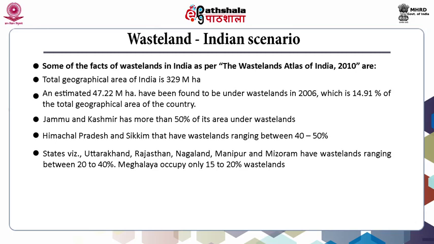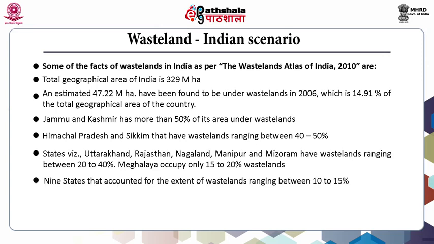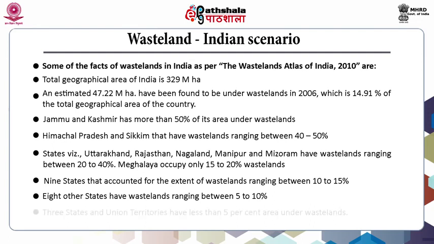Meghalaya occupies only 15 to 20% wastelands. Nine states account for wastelands ranging from 10 to 15%. Eight other states have wastelands ranging between 5 to 10%. Three states and union territories have less than 5% area under wastelands.